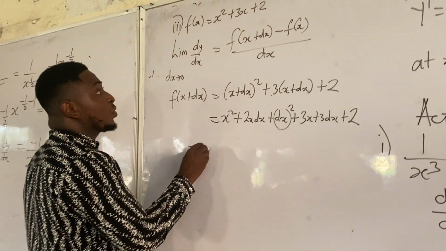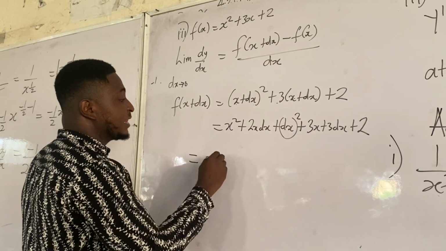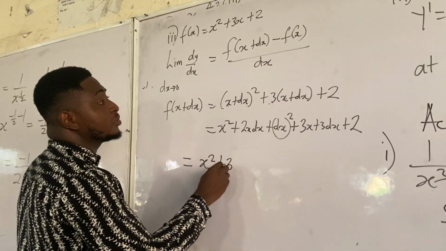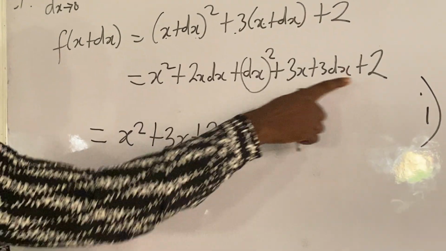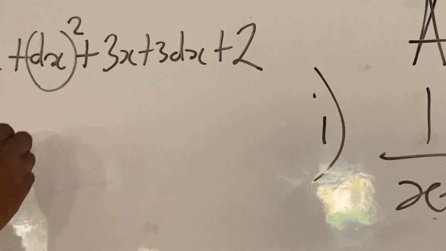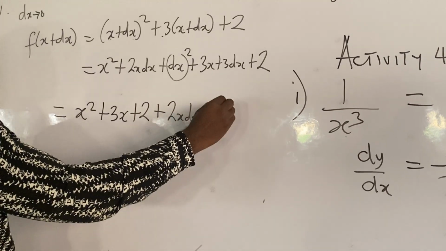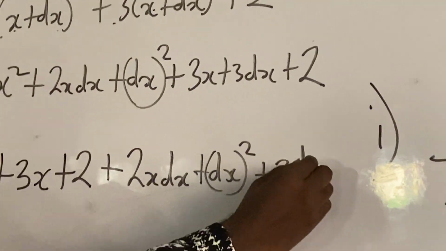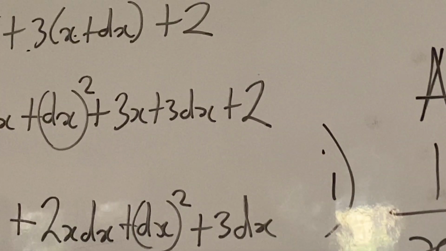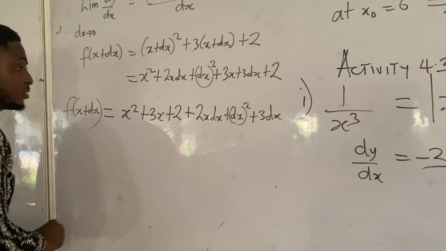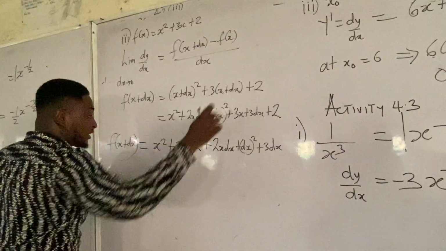Collecting like terms, this gives us x squared plus 3x plus 2 plus 2x dx plus dx all squared plus 3 dx. Class, this is f of x plus dx. Now put it into the formula. We are going to find f of x plus dx minus f of x.